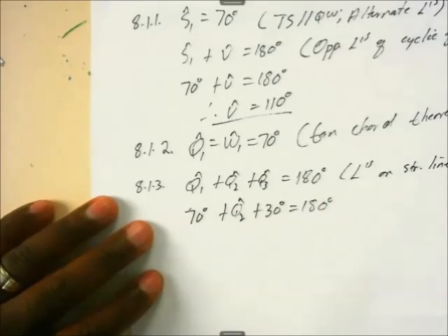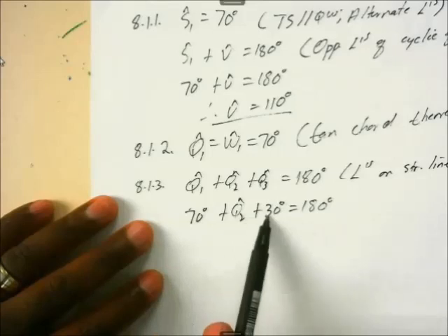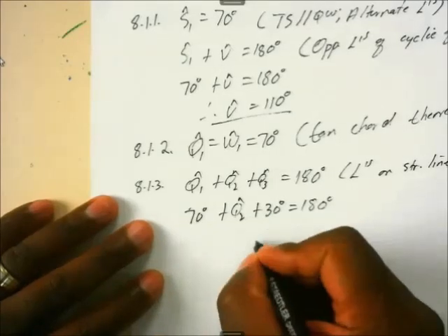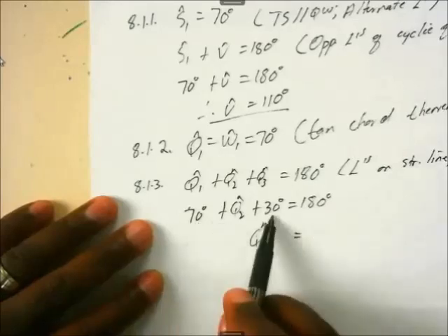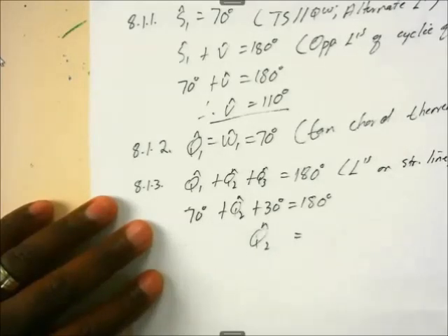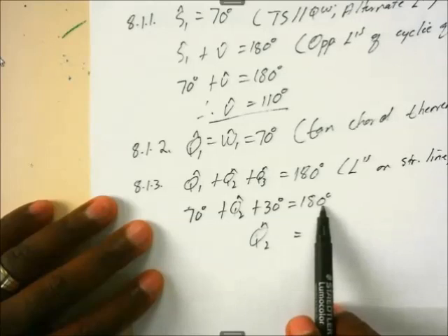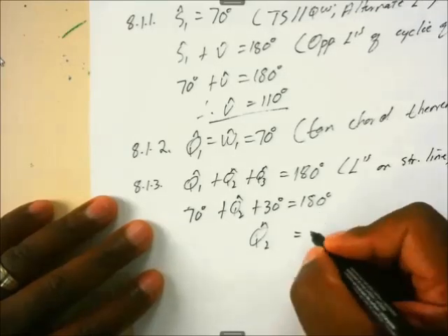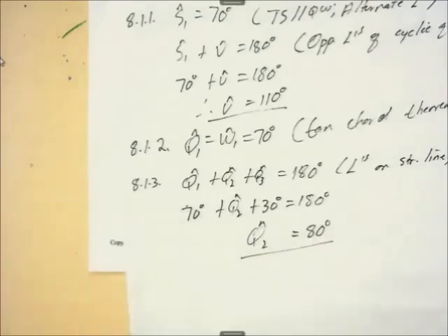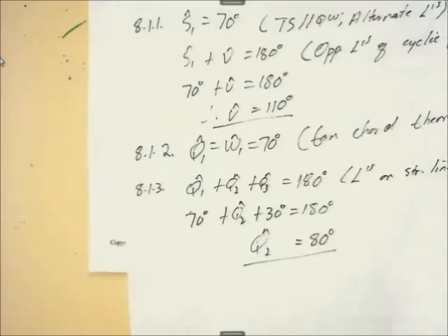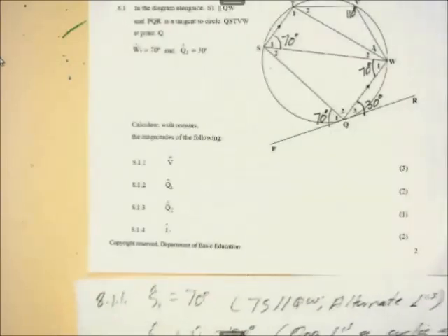So all we have to do is to transpose 70 and 30 to the right. 70 plus 30 gives you 100. On the left-hand side, we want to be left with Q2 only. So 70 plus 30, 100, transpose it to the right. Then we have 180 degrees minus 100 degrees, which will give you 80 degrees. Then we are done with the value of Q2. I hope you enjoyed that one as well. 8.1.3. Let's check the last one, T1.